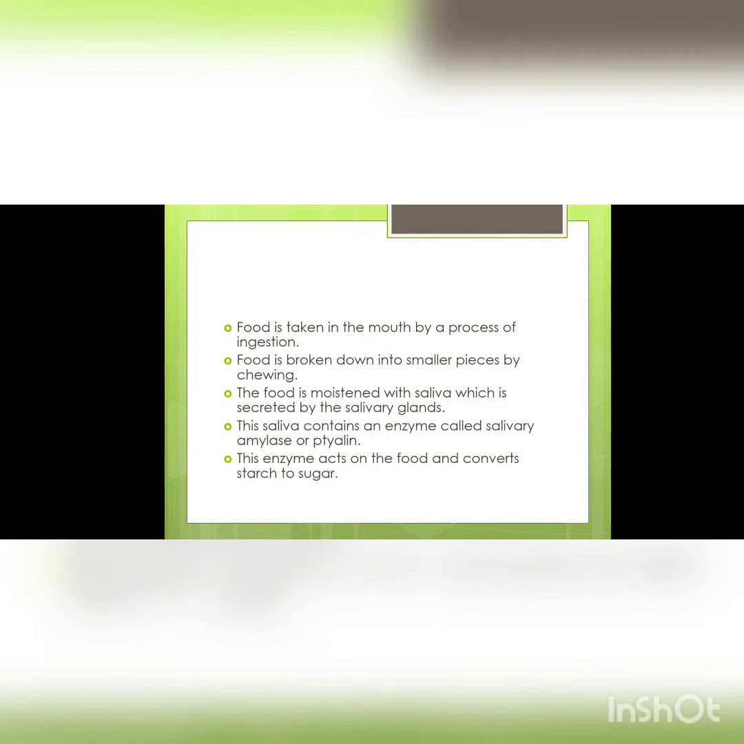Now coming to human nutrition, we all know that the intake of food, as you remember in class 7, is called ingestion. Food is going to be broken down into smaller pieces by chewing. The food is moistened with the help of saliva. This saliva is secreted by the salivary glands. The saliva contains an enzyme called salivary amylase or ptyalin. This enzyme acts on food and converts starch to sugar.